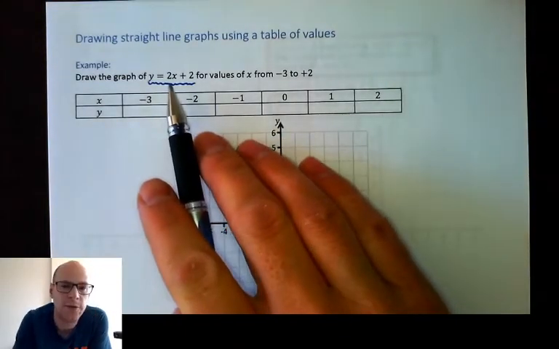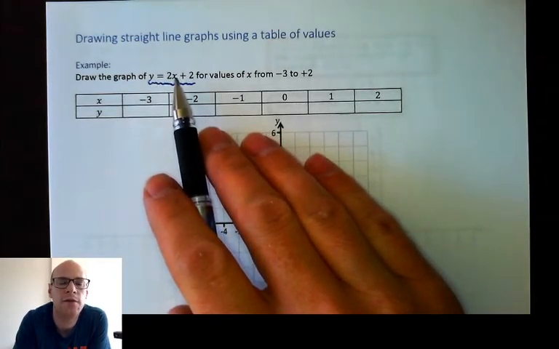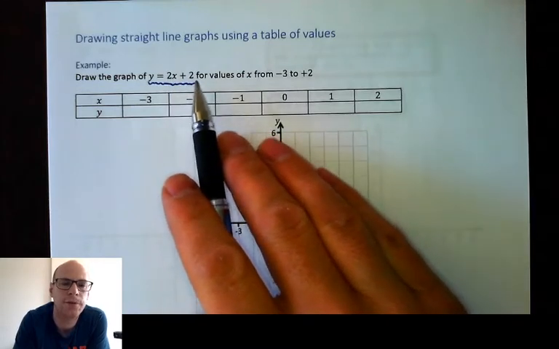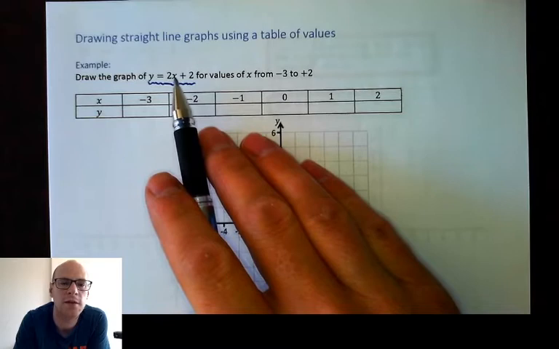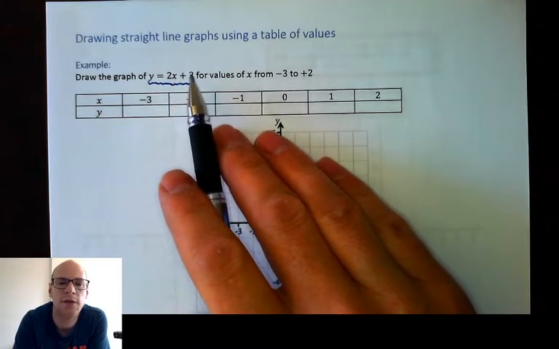Now this tells me that to get the value of y, I need to multiply the value of x by 2 and then add 2. So this is a function. So I'm going to put a value of x in here. I'm going to substitute my value of x in here, and then it's going to tell me to multiply it by 2 and then to add on 2.